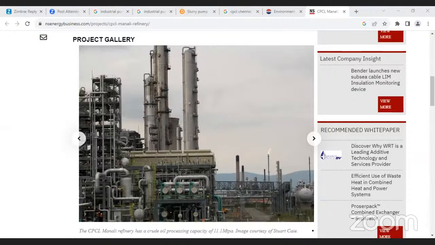A separator is a vessel where the feed will be gas, liquid oil and water. Once it comes into the vessel, the gas portion goes out, and the liquid, oil and water are separated at the bottom in separate sections. So this is a typical representation of a separator. So you can see the separator. One incoming flow is coming into the separator.